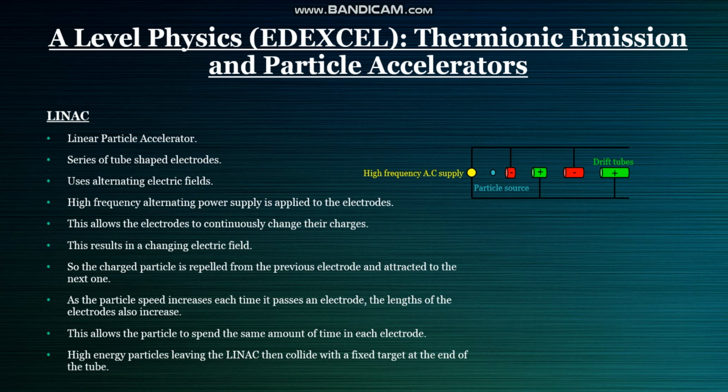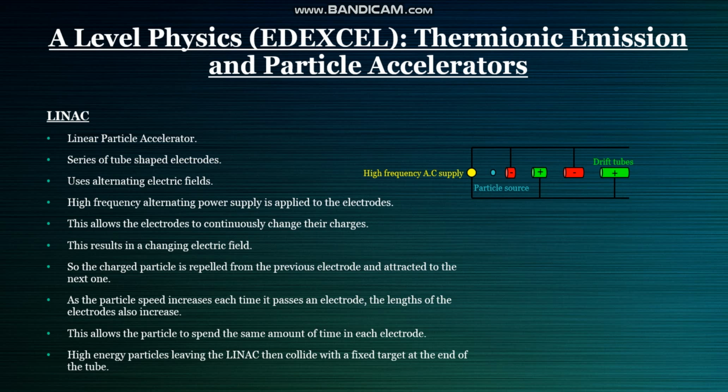Moving on, we need to take a look at the linear particle accelerator, which is also commonly known as the LINAC. And basically, it consists of a series of tube-shaped electrodes that uses alternating electric fields, which is set up using high-frequency alternating power supply. And this allows for the electrodes to continuously change their charges. Therefore, this results in a changing electric field.